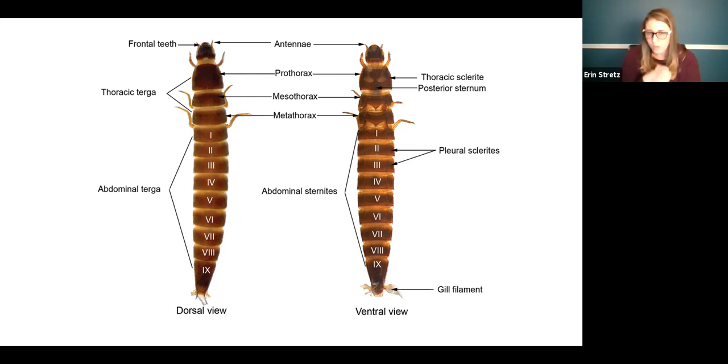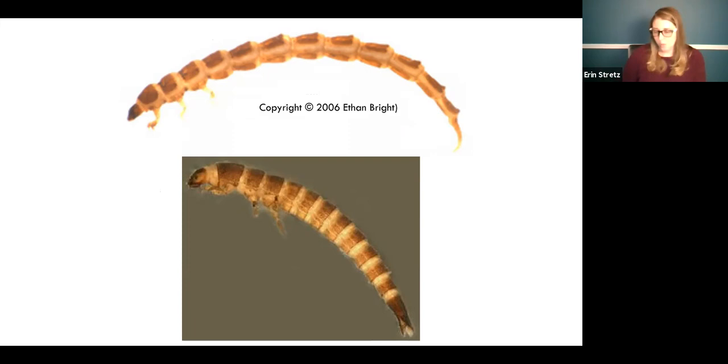They do have three pairs of segmented legs at the top on each segment of the thorax, but they're quite a bit smaller than the segmented legs on the caddisflies. And also these can be quite small. The caddisflies can be small too, but they tend to be like an inch. Riffle beetle larvae here are maybe a half an inch or smaller. And sometimes when you see them in your tray, they kind of just look like little C's, like little black commas basically in your tray.